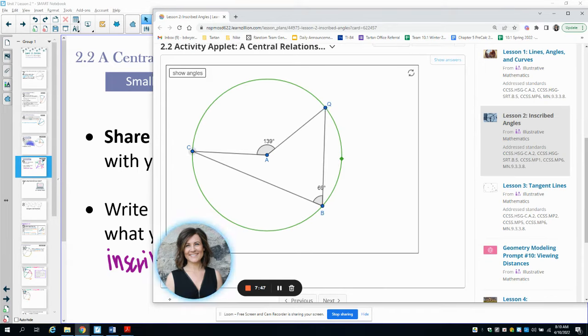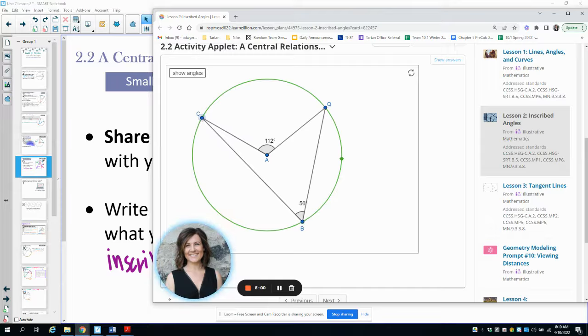So just some different measures there, but it appears that it just continues no matter where B is and no matter what the size of the central angle is, you keep getting that this central angle is double, or this inscribed angle is half.